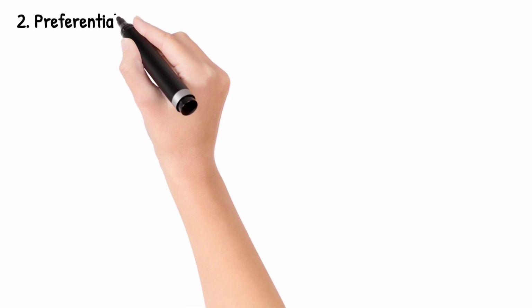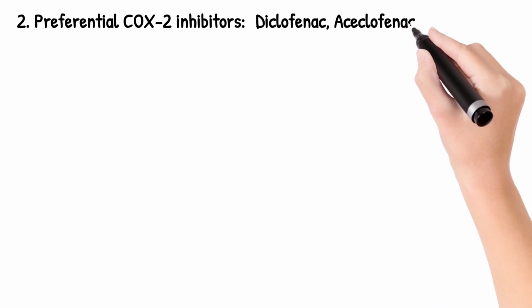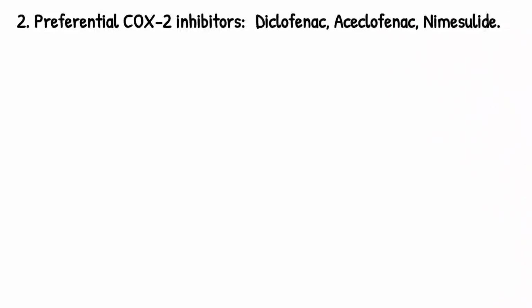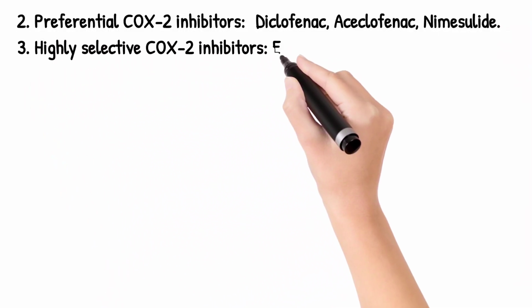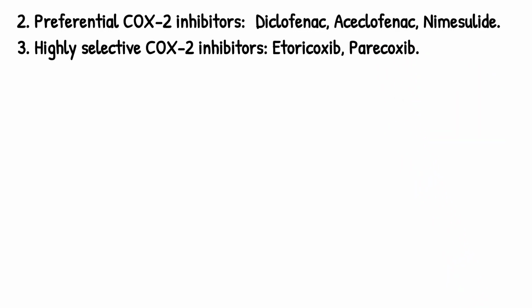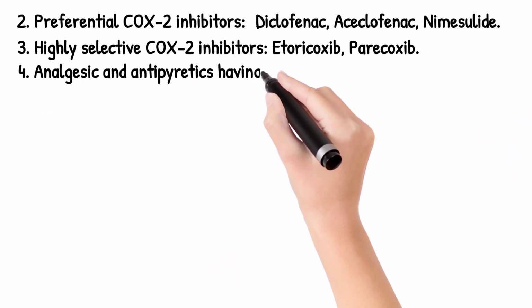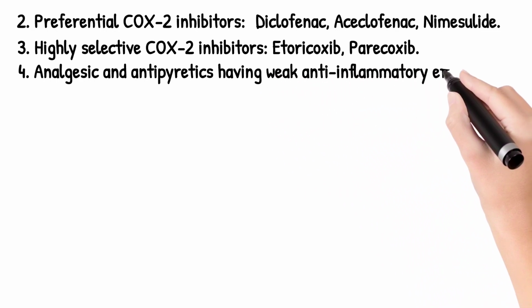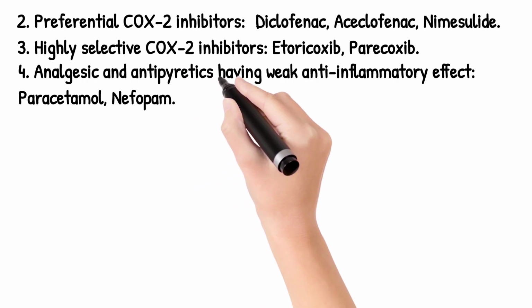The second group includes preferential cyclooxygenase 2 inhibitors, or COX-2 inhibitors, which includes diclofenac, aceclofenac, nimesulide. The third group is highly selective COX-2 inhibitors, example etoricoxib. The fourth group is analgesics and antipyretics, which have weak anti-inflammatory effects, like paracetamol and nefopam.